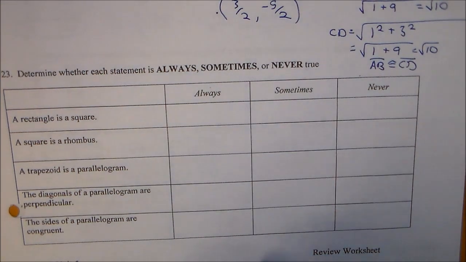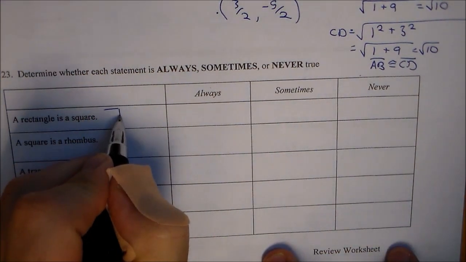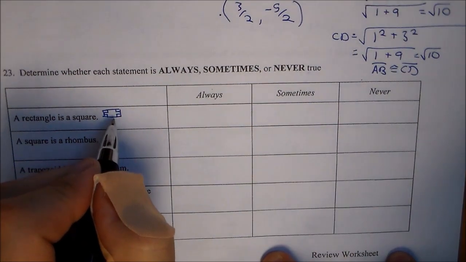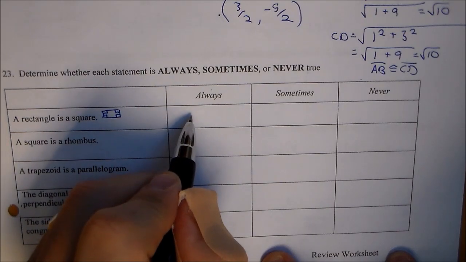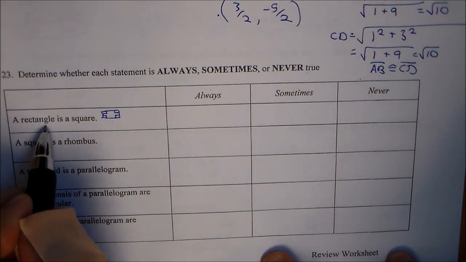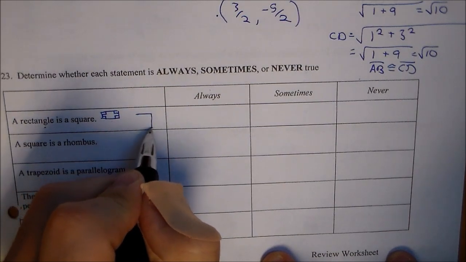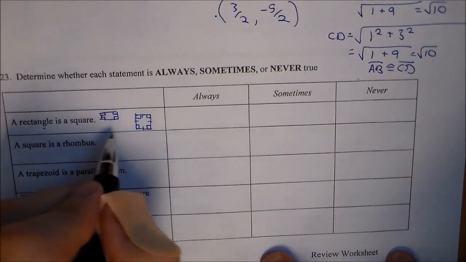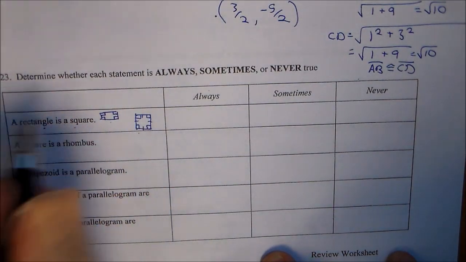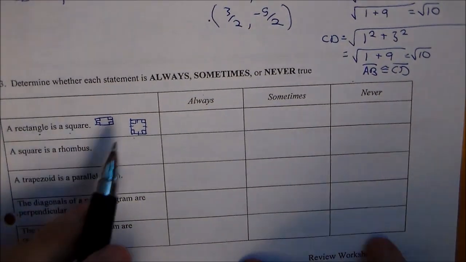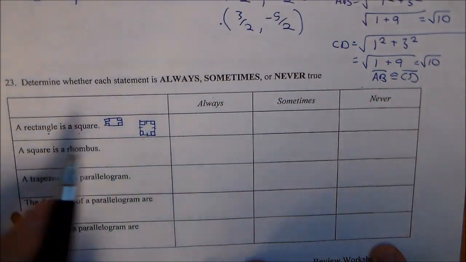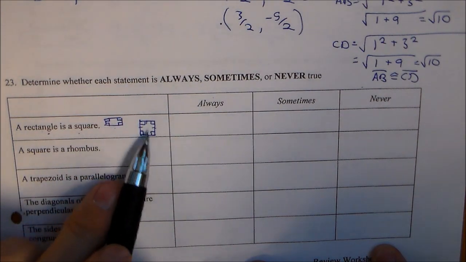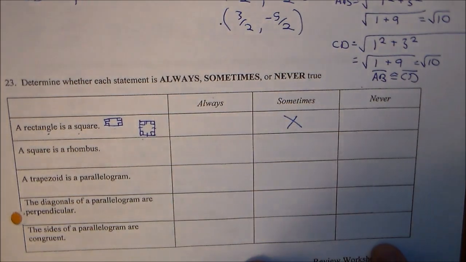So a rectangle is a square. I can draw plenty of rectangles, but if I just think of the normal version of a rectangle, it's not always a square. Now, is it possible, though, that a rectangle could be a square? If I were to draw a square, by its definition, 4 congruent sides, 4 congruent angles, that qualifies as a square. That also qualifies as a rectangle. So this can at times actually qualify as a rectangle. So it's not all rectangles. It's not never possible, but it is a sometimes that a rectangle is a square.